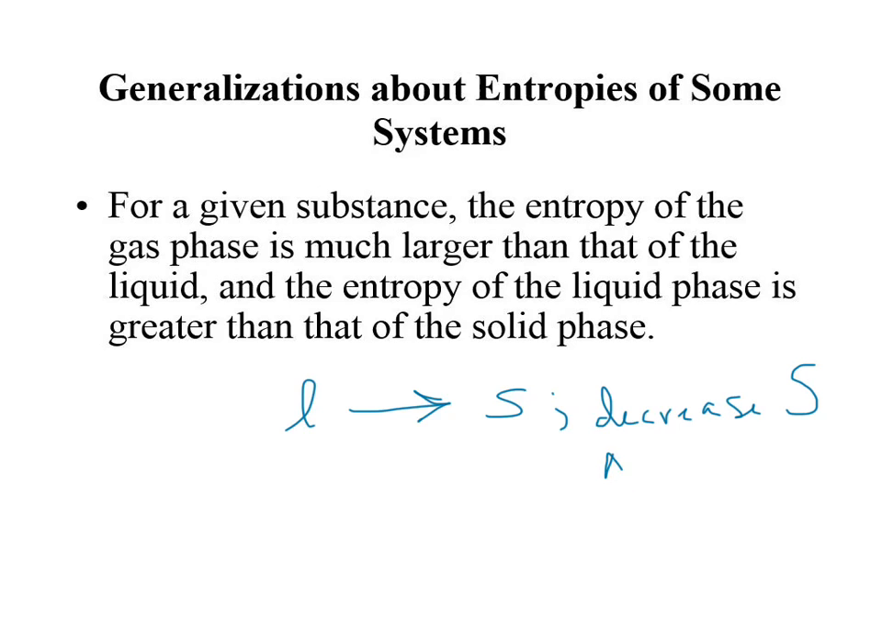And your delta S, your change in entropy, would be negative. That's the convention you need to start to think about. Delta S would be less than 0. Liquid to a solid, I bet you buy that. And the same thing would be if you're going from a gas to a liquid. Okay, decrease in entropy.